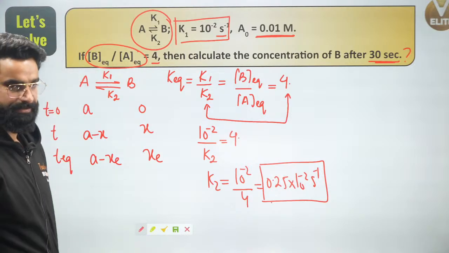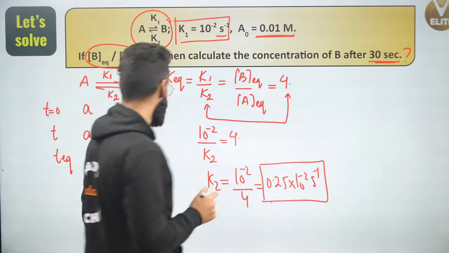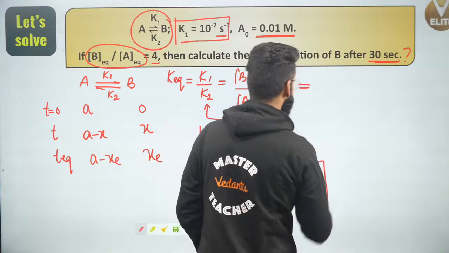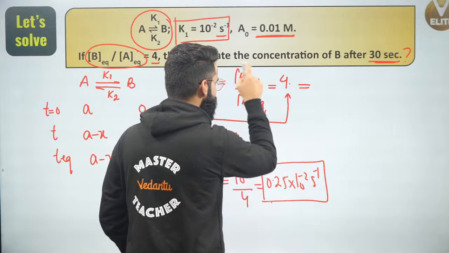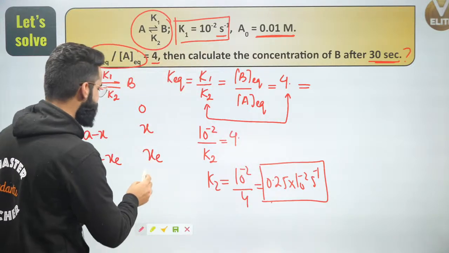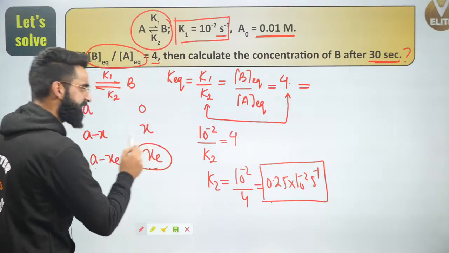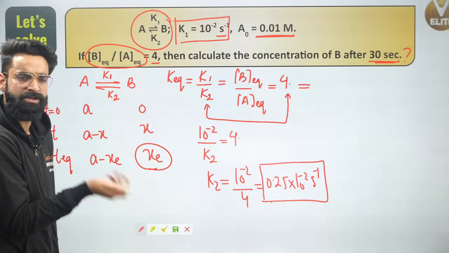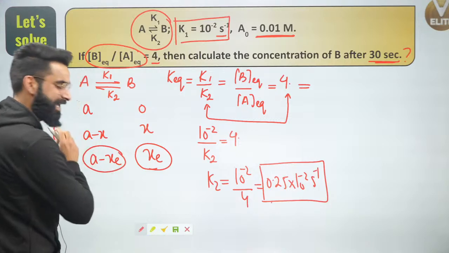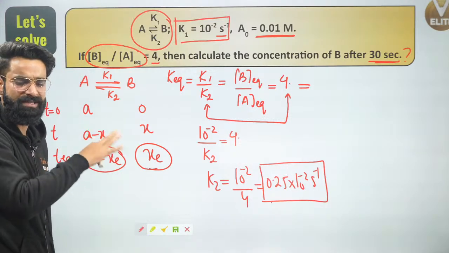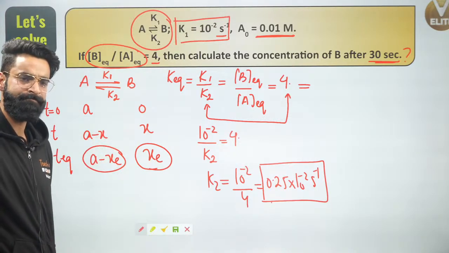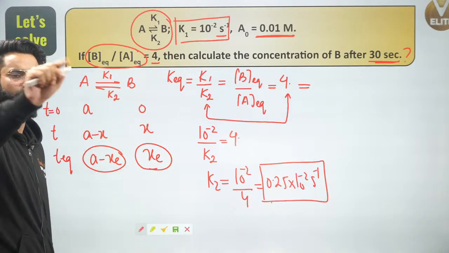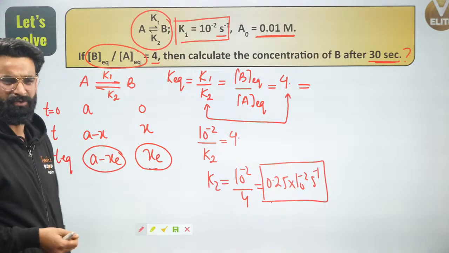Now what else do I need? See guys, a few minutes back I told you, I can just equate it to one more thing. What is the concentration of B at equilibrium? The moles of B at equilibrium is Xe. What is the concentration of A at equilibrium? Concentration of A as well as moles of A at equilibrium, I'm assuming as A minus Xe. I'm taking concentration equal to the moles. I'm assuming the container in which the reaction takes place has a volume of 1 liter, so concentration is going to be the same as moles.